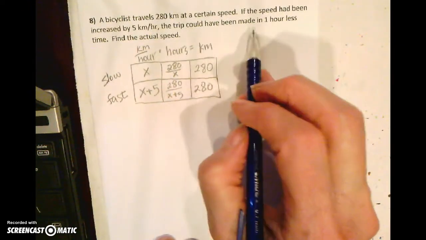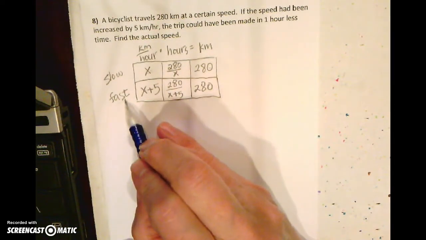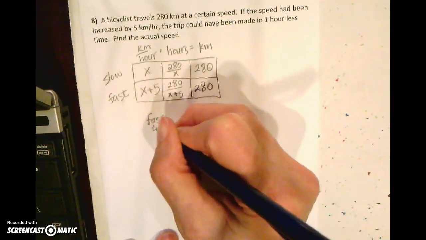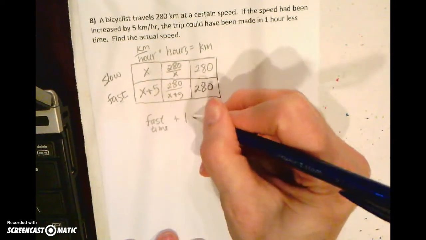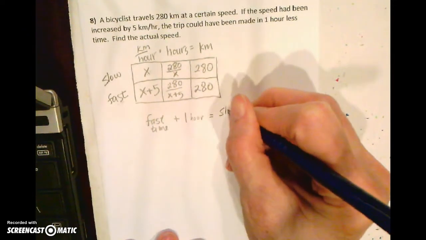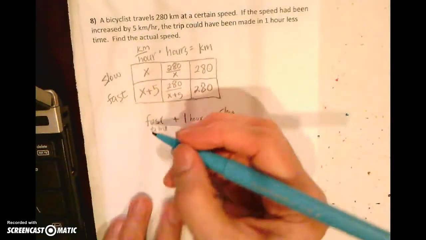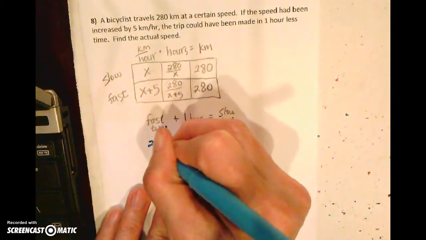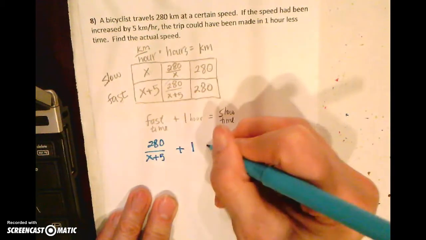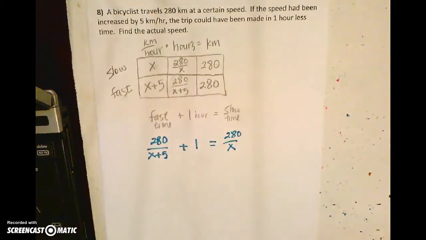Now, it said the trip could have been made in 1 hour less time. So the faster speed is going to take them less time. So we might say that the fast time plus 1 hour is going to be equal to the slow time. So I'm going to come up with the fast time is 280 over x plus 5, plus 1, is equal to the slow time, which is 280 over x.